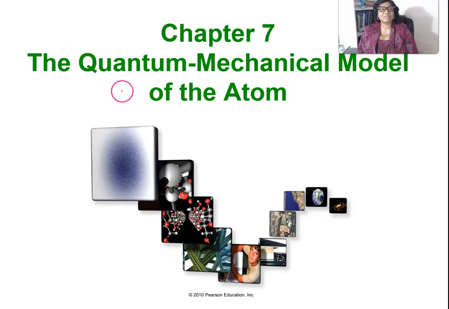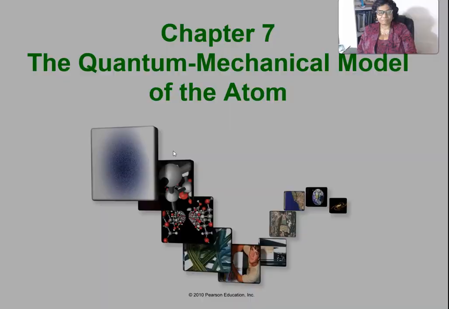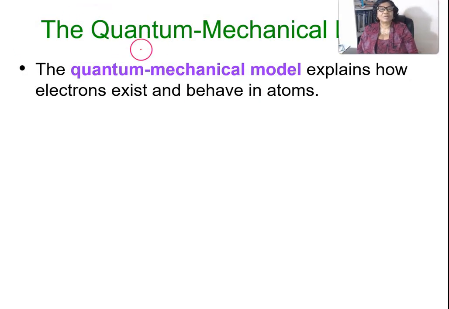Today we are on chapter 7 and we want to study the quantum mechanical model of the atom. The quantum mechanical model explains how electrons exist and behave in an atom or in atoms. So that's what the quantum mechanical model explains.